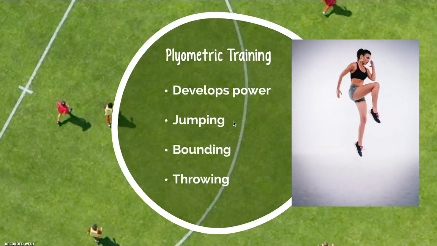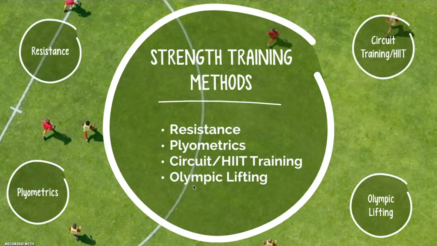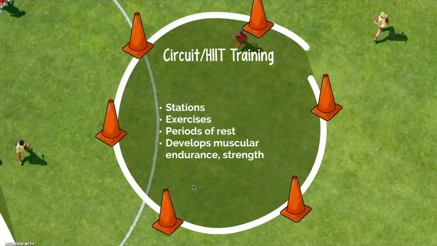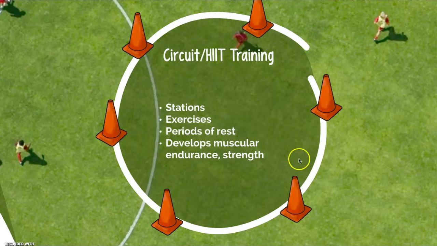Plyometrics. Unlike the previous training method, you don't use equipment for this necessarily. This develops power and involves body weight exercises with explosive movements such as jumping, bounding, and throwing. Next, we have circuit training and HIIT training. We've covered these before, but in the context of strength, you'll again have different stations. You'll have certain exercises, specifically body weight or weight. You'll have medium periods of rest, and the aim is to develop the fitness components of muscular endurance and muscular strength. Common exercises you might see here would be push-ups, sit-ups, or squats.